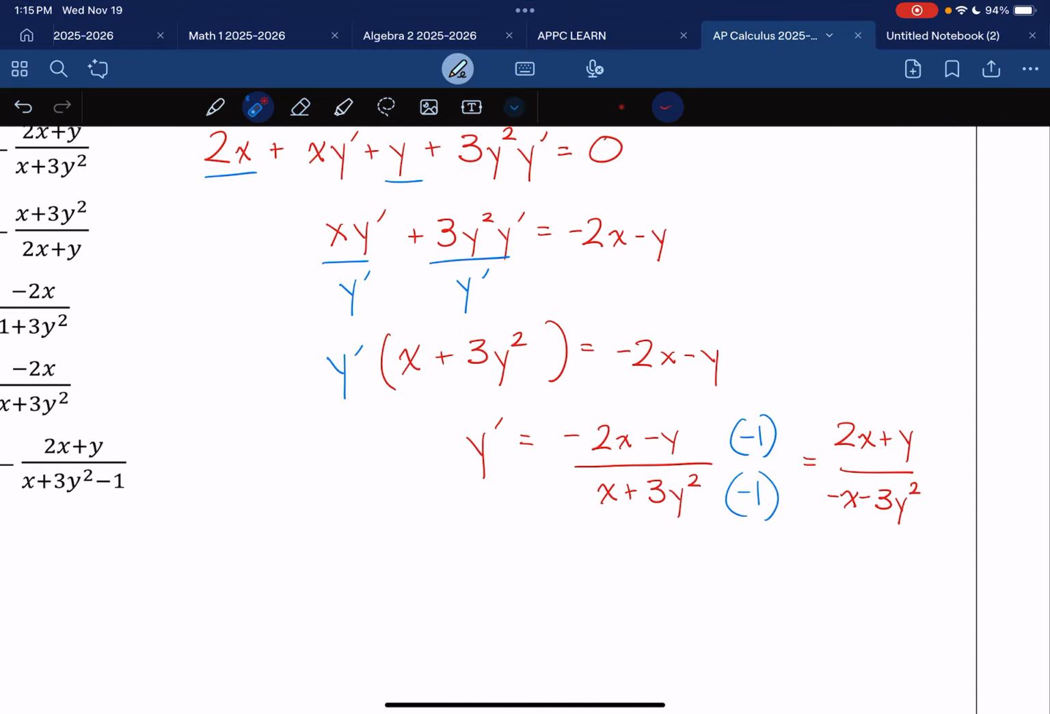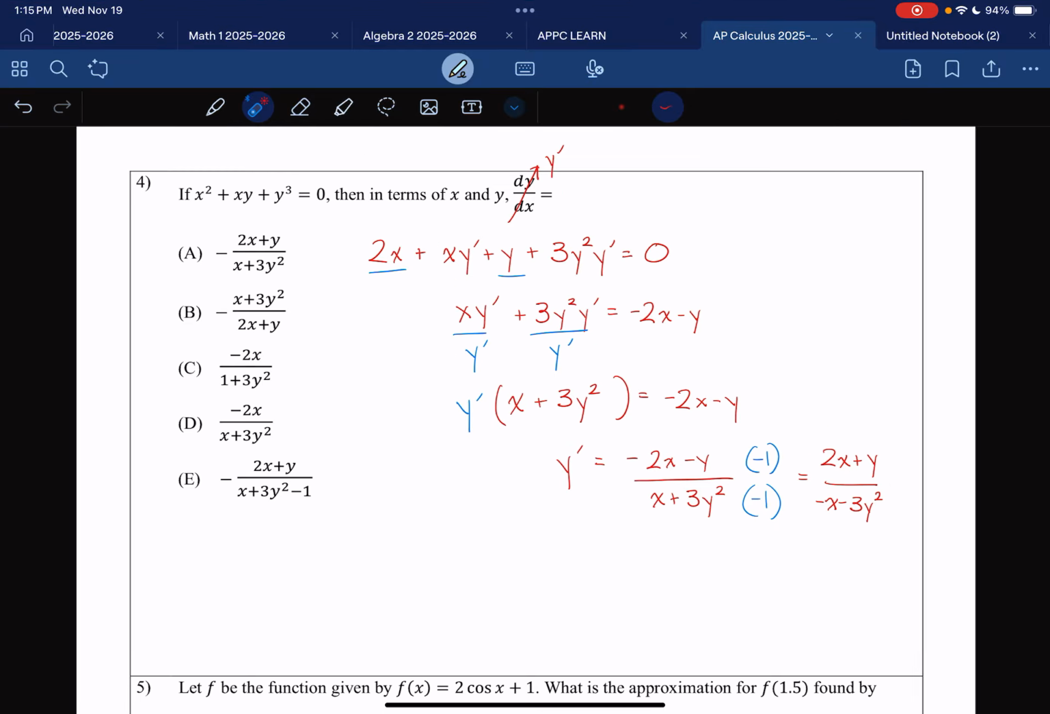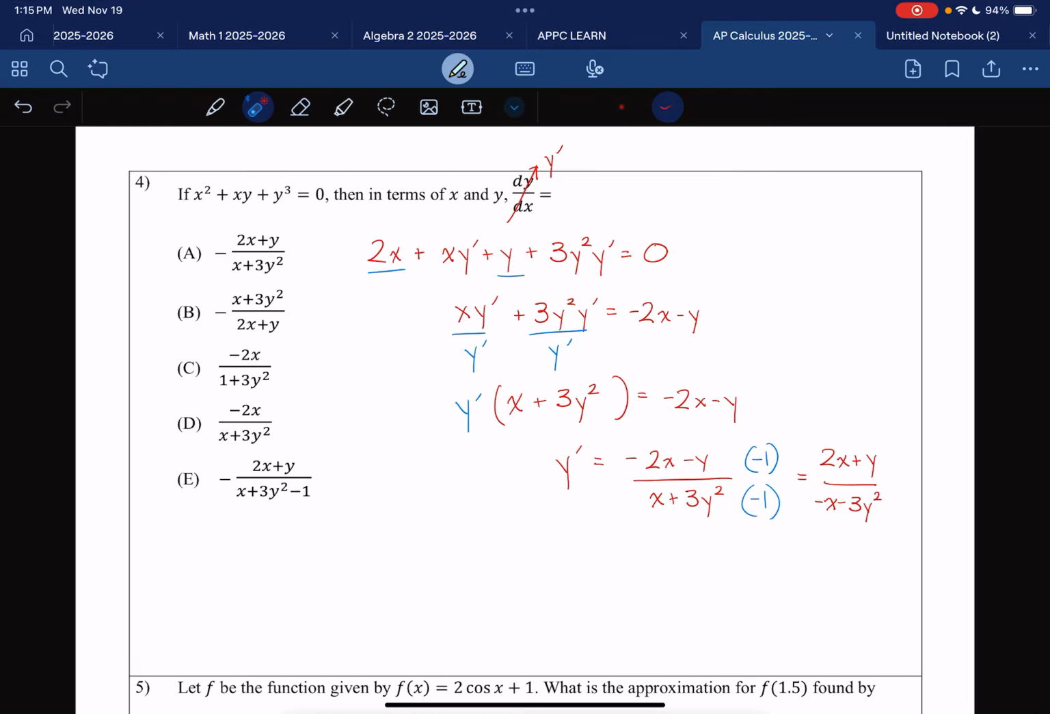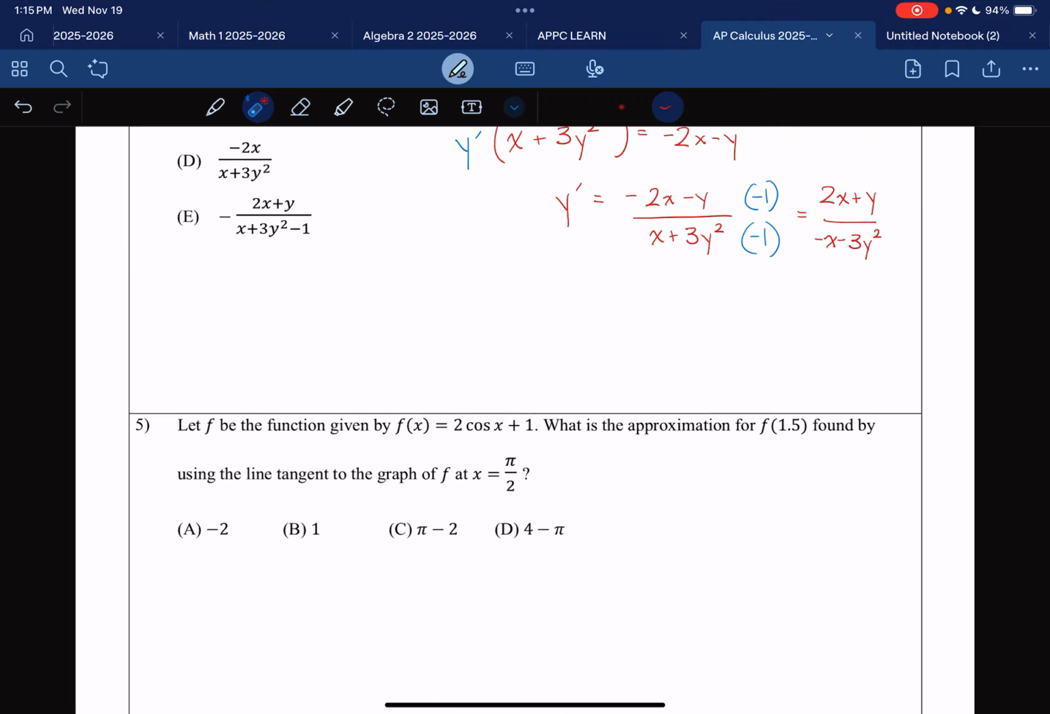So both of these answers are correct. We'll see which one is listed. I'm seeing, oh, okay, they actually pulled this negative out in front and didn't distribute it through. That's why there's a negative out in front like this. Let's see, 2x and y, 2x and y, x and 3y squared, x and 3y squared. The correct answer in this one is actually A, which is interesting because they factored the negative out of the numerator. All these other answers are close, but not quite right.